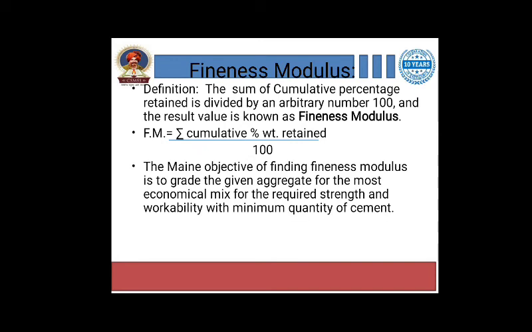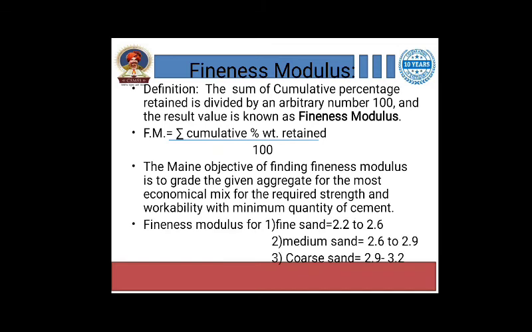The main objective of finding fineness modulus is to grade the given aggregate for the most economical mix for the required strength and workability with minimum quantity of cement. So this is the main aim of the sieve analysis or grading test or finding the fineness modulus. Fineness modulus for fine sand will be 2.2 to 2.6. For medium sand it will be 2.6 to 2.9 and for coarser sand it will be 2.9 to 3.2.